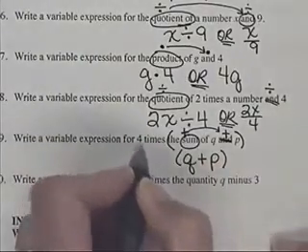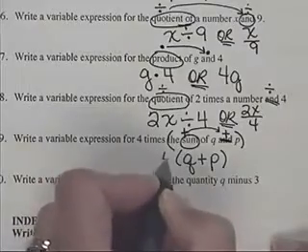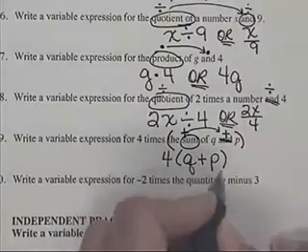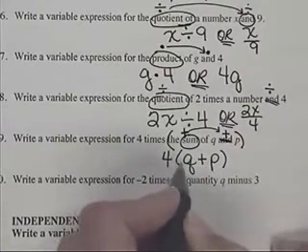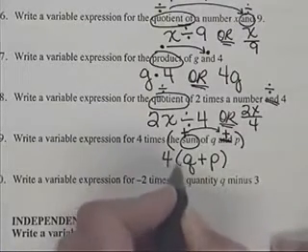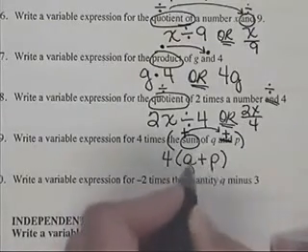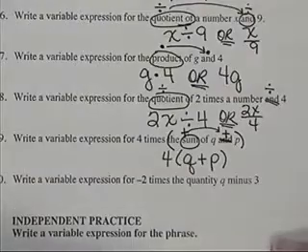And on the outside, it says 4 times. I don't need the multiplication sign when I have a number times something in parentheses. The number touching the parentheses means multiply. So this is 4 times the sum of Q and P.